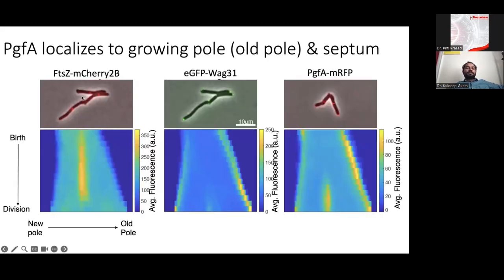In these images, we track the localization of the protein throughout the cell cycle. FtsZ is a cell division marker, which always localizes in the center, so this yellow signal means it is always localizing in the center. Wag31 is a polar growth factor, which is always at the poles, so here it localizes to the edges of this kymograph. Our protein localizes to both edges as well as the septum, so we think it is involved in polar growth as well as cell division.